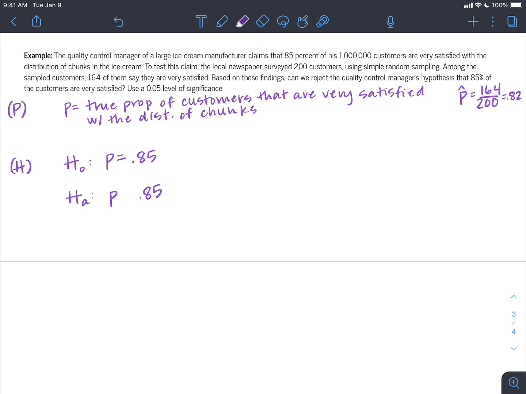But if I look at the wording of this, that's not really what they wanted us to figure out. They said, based on these findings, can we reject the quality control manager's hypothesis that 85% of the customers are satisfied? That doesn't necessarily say, can we say that the satisfied customers is less than 85? They just say, is it wrong? So since they're not telling us, is it less than 85% or greater than 85%, we are going to choose not equal. So pay attention to the wording to help you choose the correct alternative hypothesis.